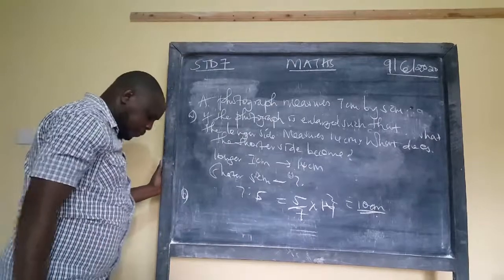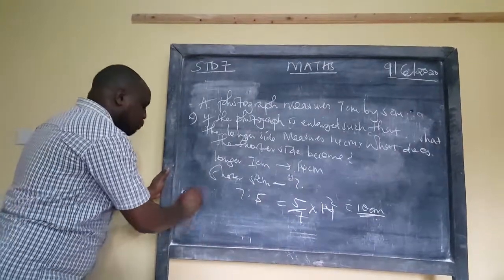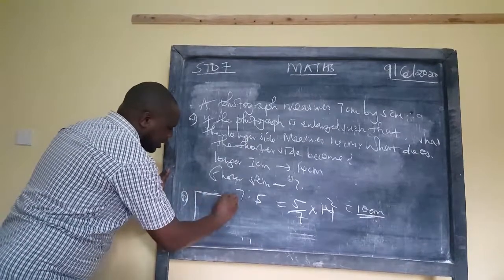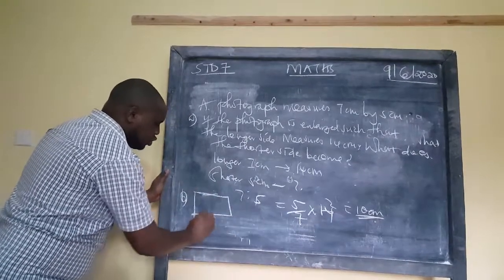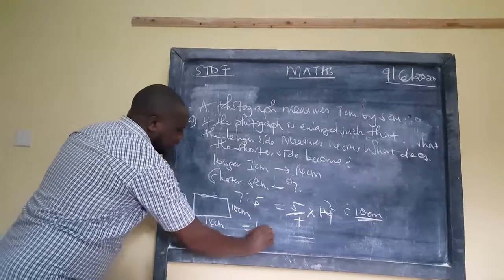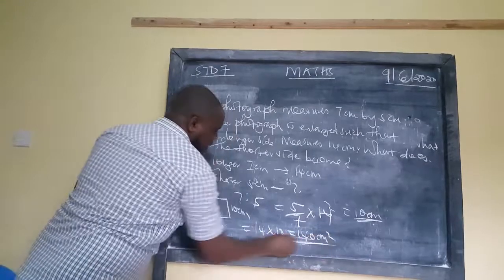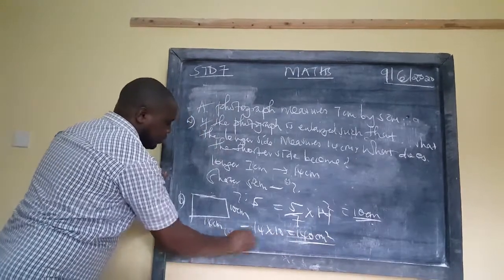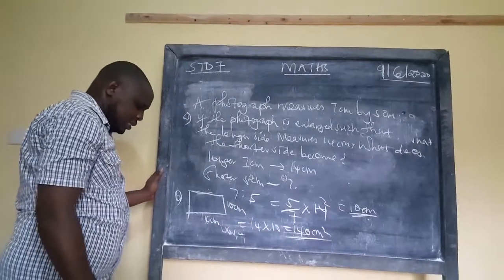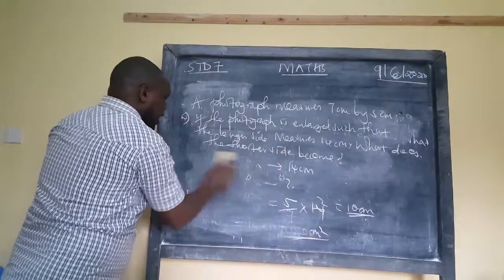Question B. What is the area of the large photograph? You pick the measurements of the large photograph, which are 14 centimeters by 10 centimeters. That gives you 14 times 10, which is 140 centimeters squared. Length times width. Then the last question: in what ratio is the area increased?